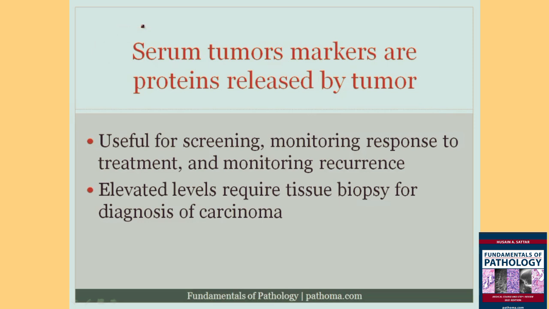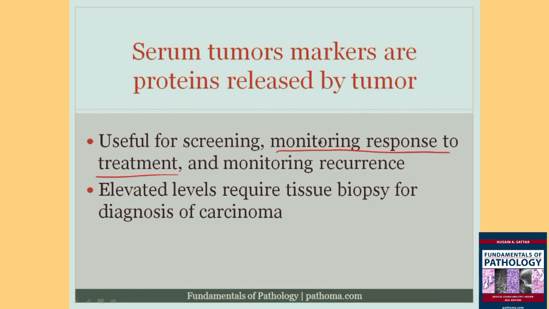That would be one use of a serum tumor marker. Another use of serum tumor markers is to monitor response to treatment. For example, a patient has prostate cancer, and the PSA is 15. The surgeon goes in and removes the prostate along with the cancer, and after removing the prostate along with the cancer, we would expect the PSA to drop to near zero. And so this would be a way by which we would monitor response to treatment.